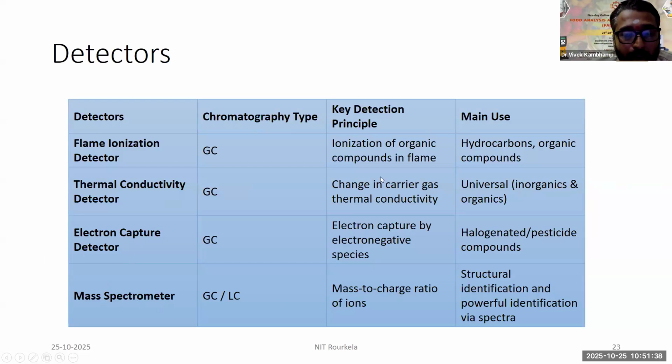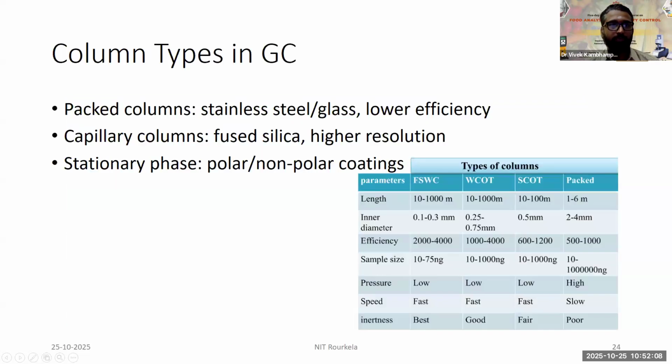The key detection principle is like this: mass to charge ratio of the ions. Each and every chemical component has a different mass, molecular weight. It will detect the component based on the mass to charge ratio. This value will be obtained as the result in the chromatographic principle. In the afternoon session, you can see mass to charge ratio, all these things. Main use will be structural identification and powerful identification using the spectra. Spectra is nothing but the graph, right?